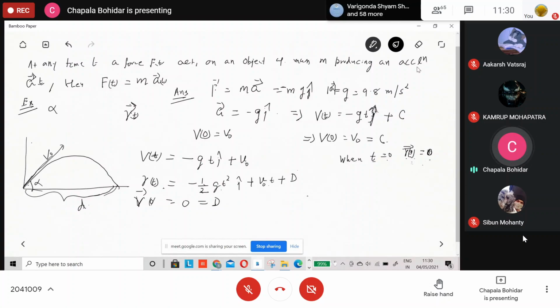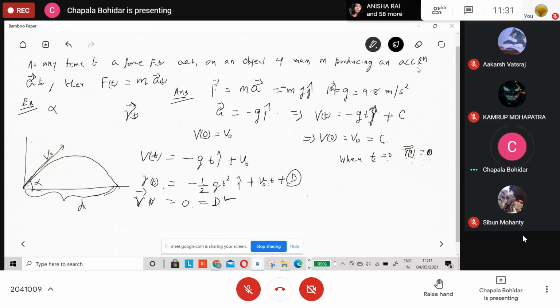This part it is clear? Yes. This is t equal to 0, these two are 0. So what you get? D is equal to 0. This is your constant. When you integrate, we find out this value and plus a constant. We don't know the value of the constant. You have to find out the value of the constant, that is, here it is D. D is equal to 0.